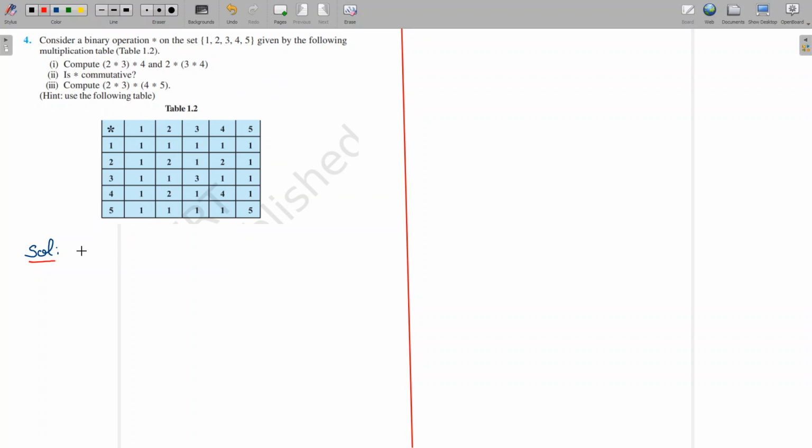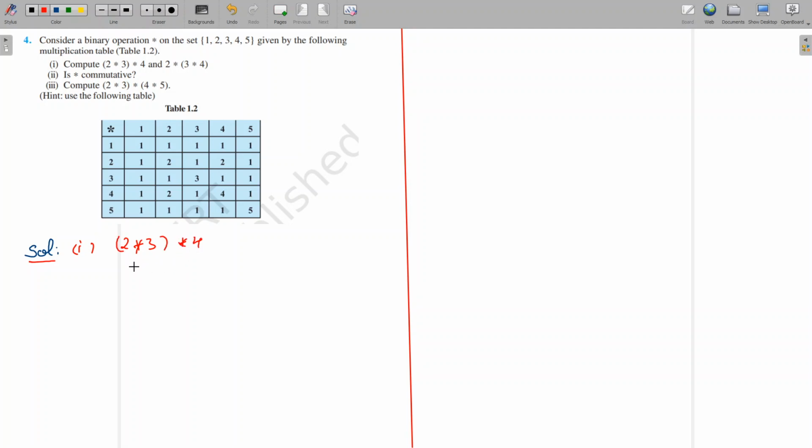First we'll solve the first part. So we have to find 2 star 3. 2 star 3, that means 2 will be taken from the first column. So 2 is here, then star is this, and 3. For 2 star 3, you have to make a rectangle. So there are 3 endpoints already here, 2, star and 3, and the fourth endpoint will be our answer. So that is 1. So 2 star 3 will be 1, and then we have to find star 4.